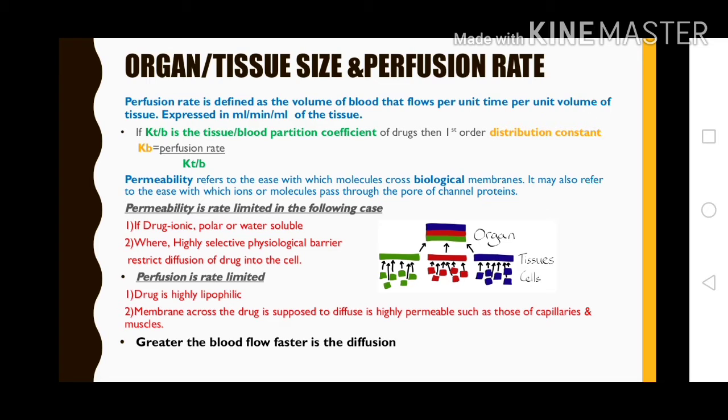Perfusion is rate limited only if the drug is lipophilic, which is the opposite of what is mentioned above, and if the membrane across which the drug is diffusing is highly permeable, as in capillaries and muscles. The thing to note is, the greater the blood flow, the faster the diffusion.